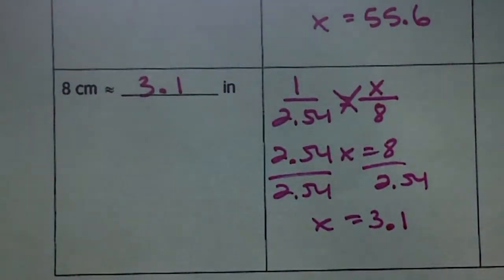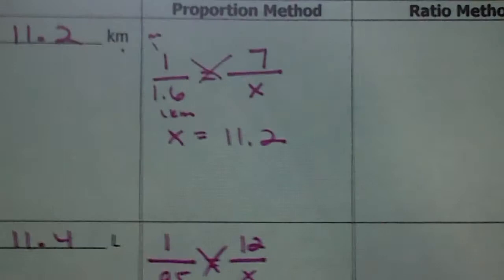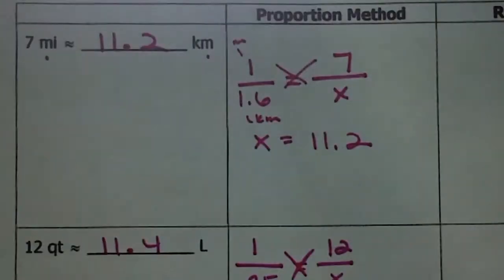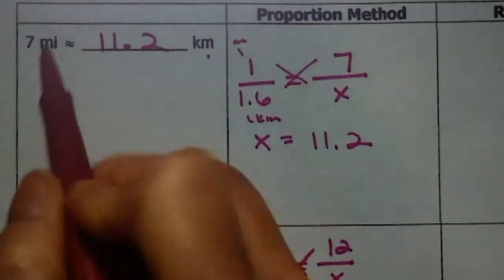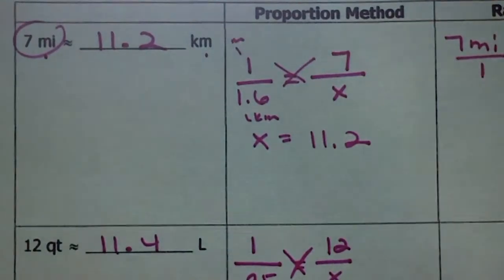I also want you to be able to do this using the ratio method, and then in class we'll decide which one you like best. All right, in the ratio method, your first step is to write the measurement that's given over 1. So we're given 7 miles. I'm going to write 7 miles over 1.